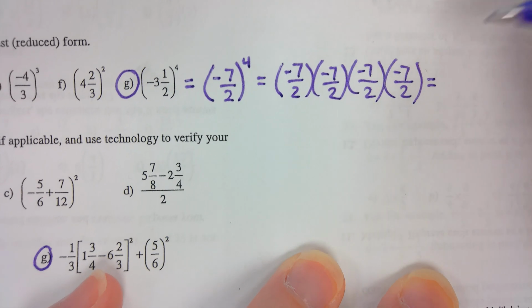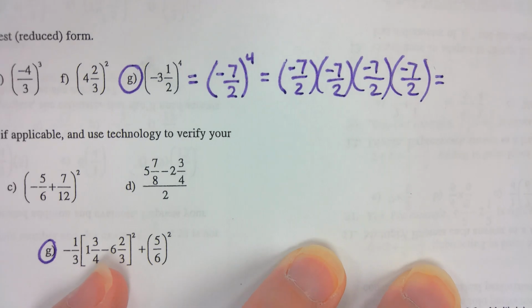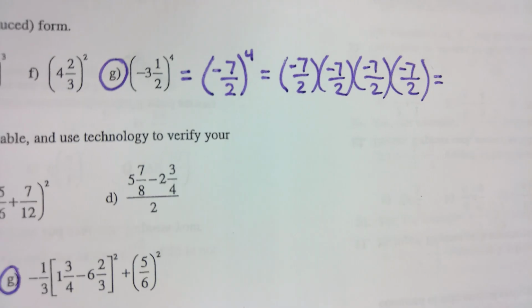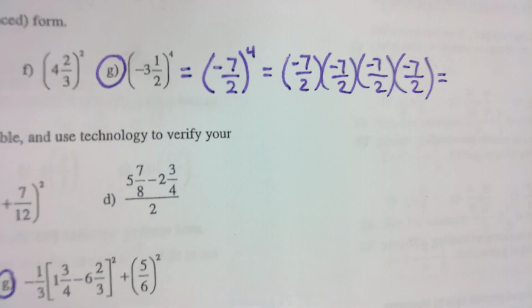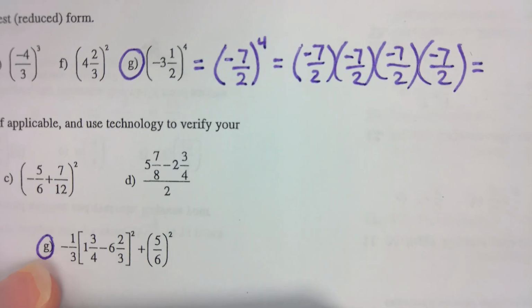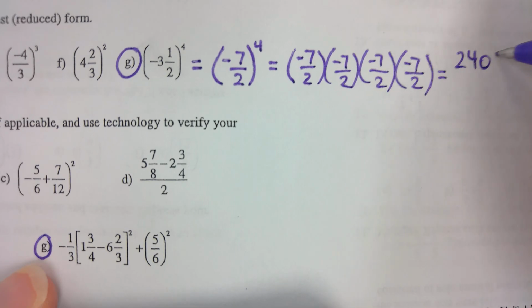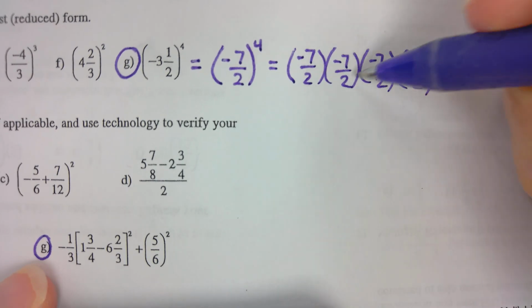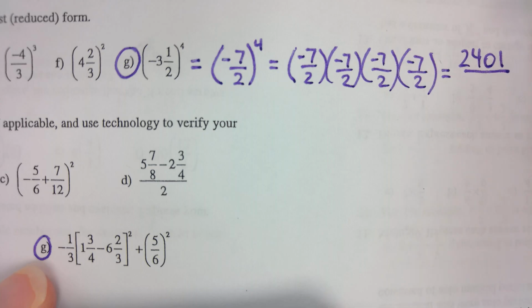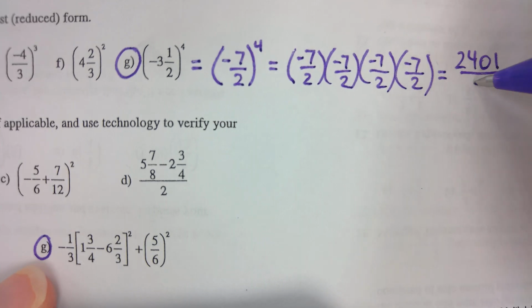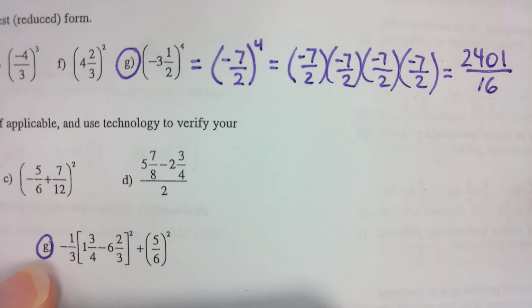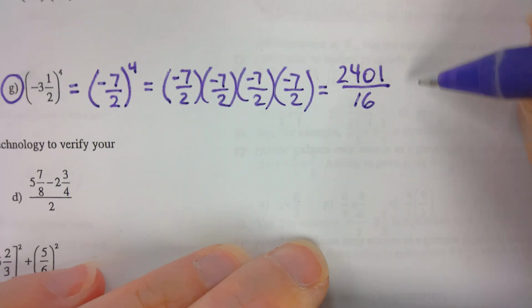So 7 to the power of 4 is, I don't know that off the top of my head. 7 to the 4. 2,401. And 2 times 2 times 2 times 2, what's that? This you should be able to do in your head. 2 times 2 times 2 times 2. Right, 16. All right. And then changing it back to a mixed number.